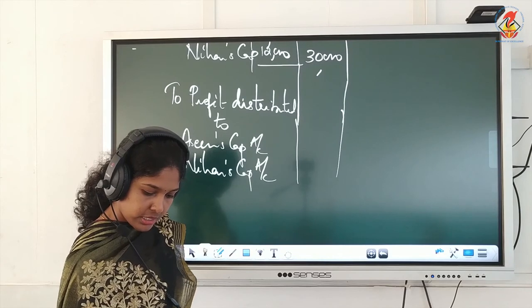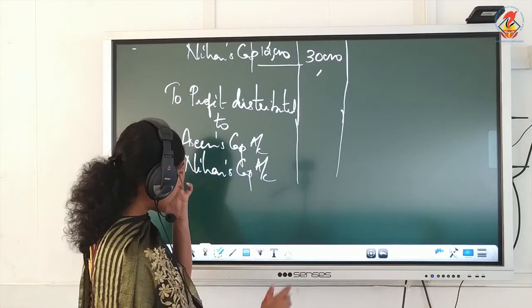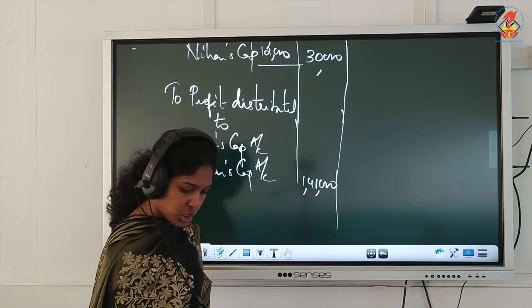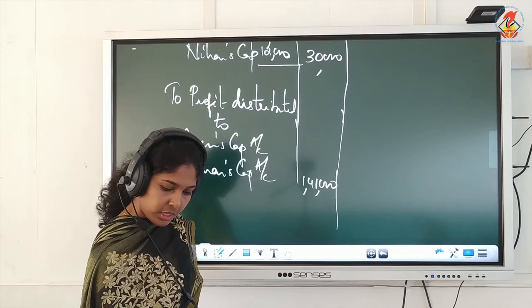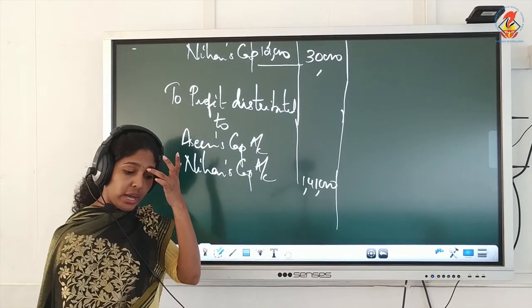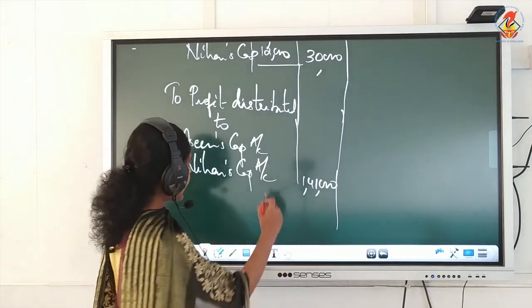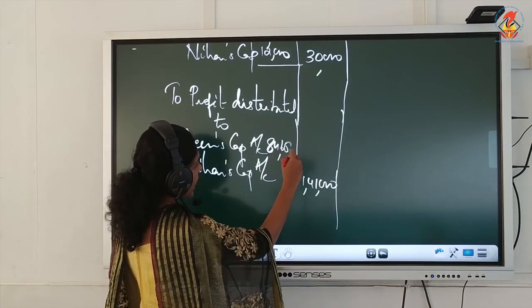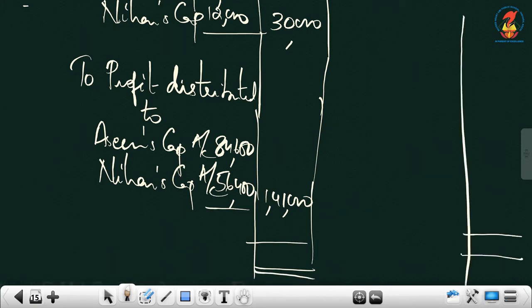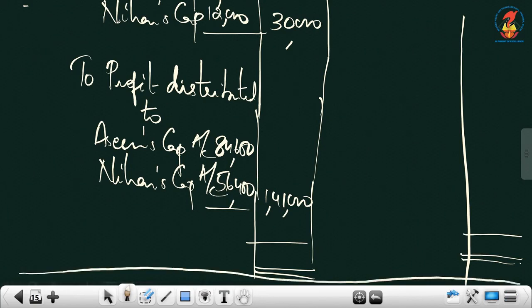The final balancing figure is 1,41,000, which you have to divide in the given ratio. The ratio here is 3:2. So divide that 1,41,000 in the given ratio, and your answer will be 84,600 and 56,400. So likewise you have to write the balance and divide it in the given ratio between the partners. Write the totals also, then you can close this.